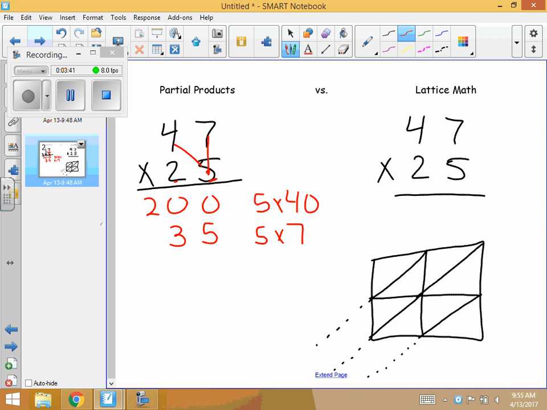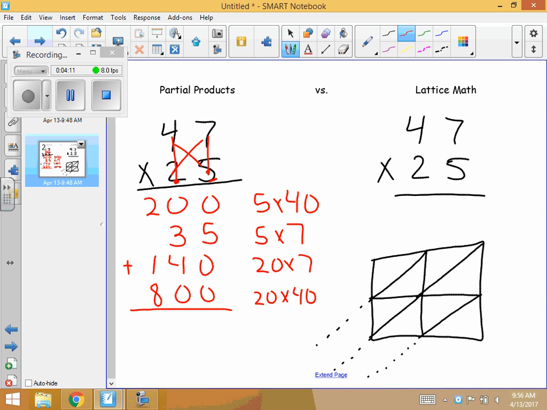Now we're going to move over here to the 2 tens. I'm going to take my 2 tens, which is 20, times my 7 ones, which is 140. Then right here now, I need to take my 2 tens times my 4 tens. So I have 20 times 40. I know 20 times 4 is 80. 20 times 40 is 800. Making sure, line it up.